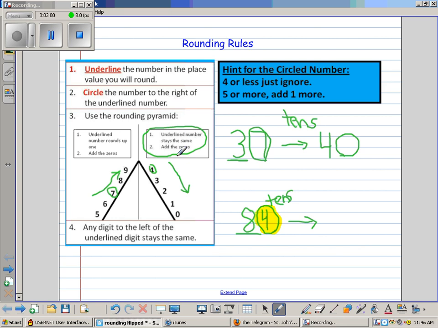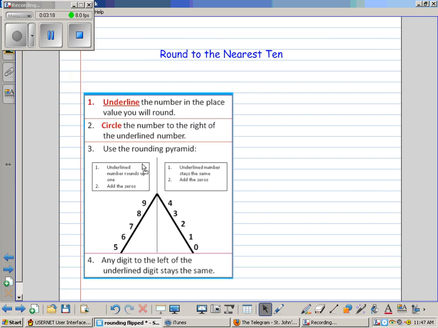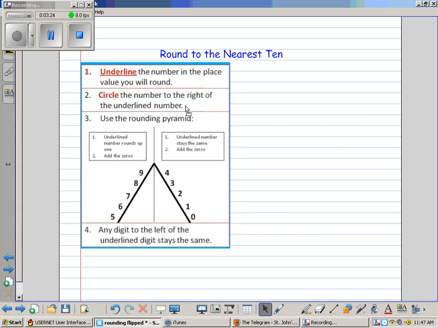So on this side of the table, now you have to look at these two rules. It says underlined digit stays the same. So 8 does not move. Add the zeros at the end. So it just goes down to 80. Hopefully you're clear with that. I'm going to copy this to our next page. Just round to the nearest 10 like we've been doing. Everything stays exactly the same. There's no difference in your rounding.